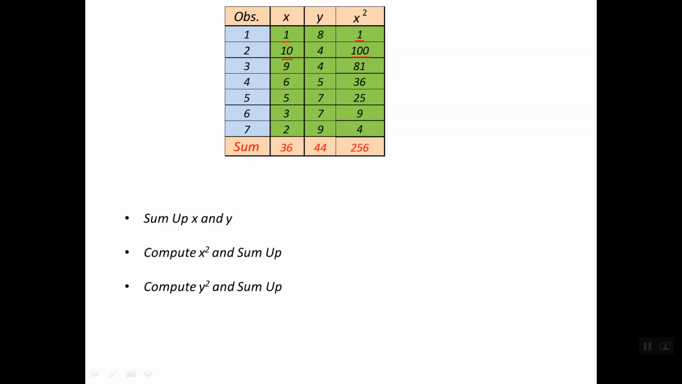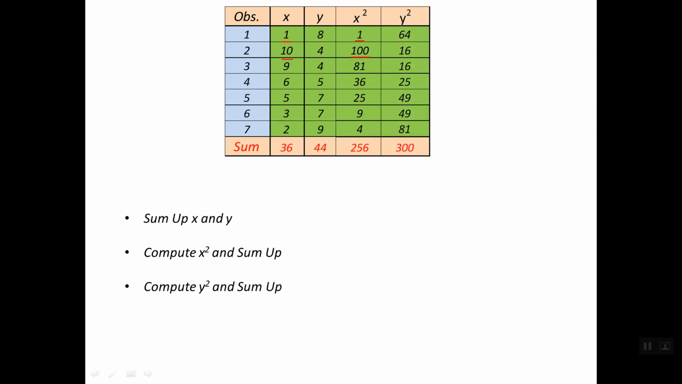Compute y square and sum up. So we add a new column here for the y square. For the first observation of y, it's 8. So the square of 8 is simply 64, etc. And the summation of the y square is 300.